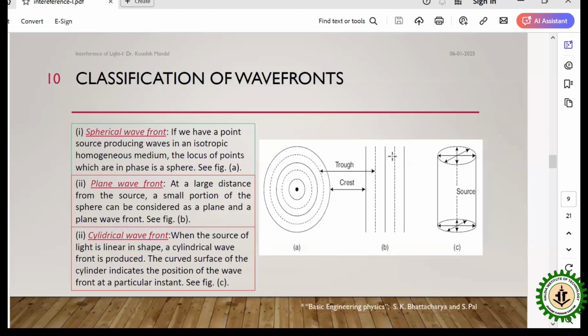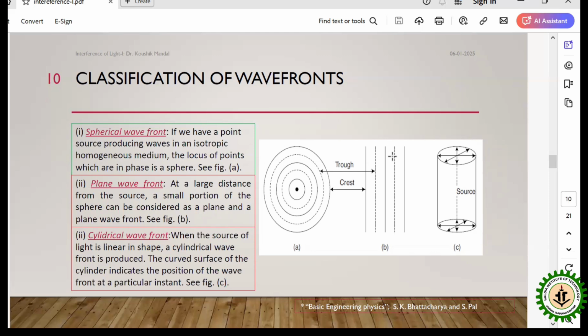So you can classify the wavefronts in three categories. One is the spherical wavefront, another is the plane wavefront, and another is the cylindrical wavefront. To get the spherical wavefront, we need one point-like light source. You can find that this light will spread out in 3D from the point source, and you can consider one sphere where every point on the sphere will have the same phase, and the locus will be spherical. This type of wavefront is the spherical wavefront.